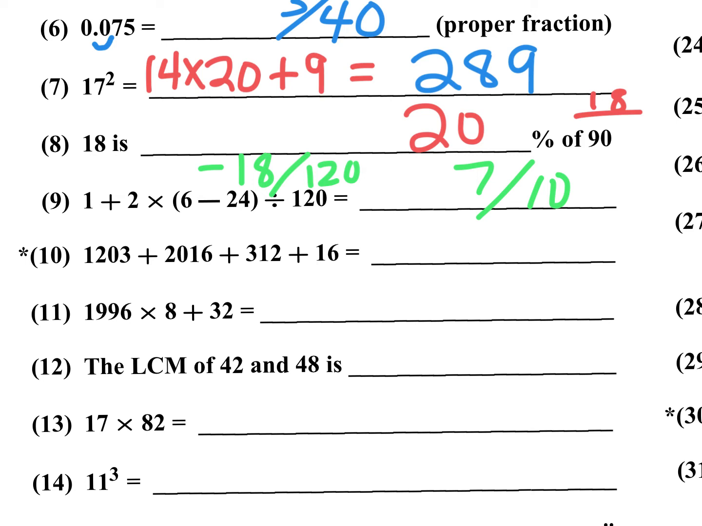Number 10 is a star problem, which is an approximation. What I would like to do on that one is round off to the nearest 100. So I'm going to have 1,200 plus 2,000 plus 300. So 20 plus 12 is 32, plus 3 is 35. So 3,500 would be right smack in the middle. You have a plus or minus 5% range, and that would be right in that range.